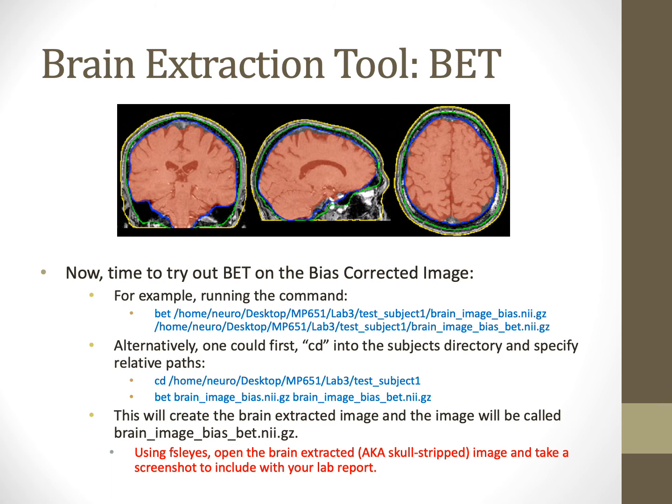Now try to run BET on the bias field corrected image that you just created. For example, you could use the following command. Alternatively, one could first cd into the subject's directory and specify the command using relative paths. This will create the brain extracted image, and based on the example that we have here, the image will be called brainimage_bias_bet.nii.gz. Using FSLeyes, open the brain extracted or skull stripped image and take a screenshot to include in your lab report.